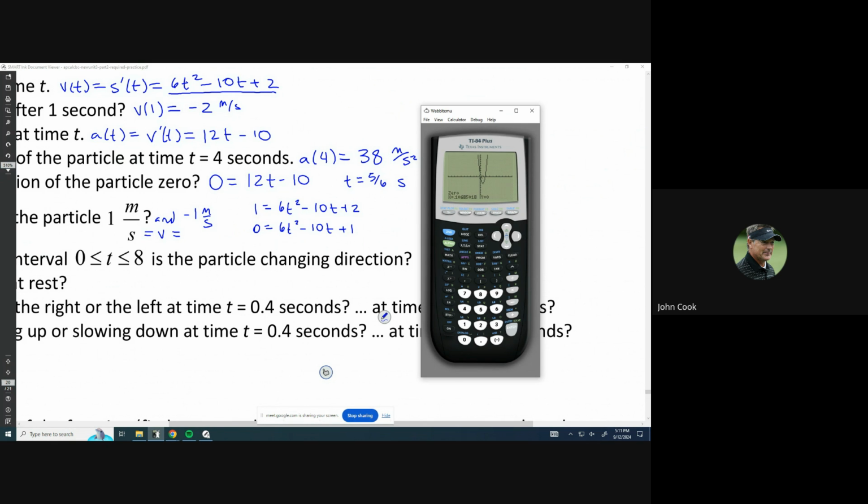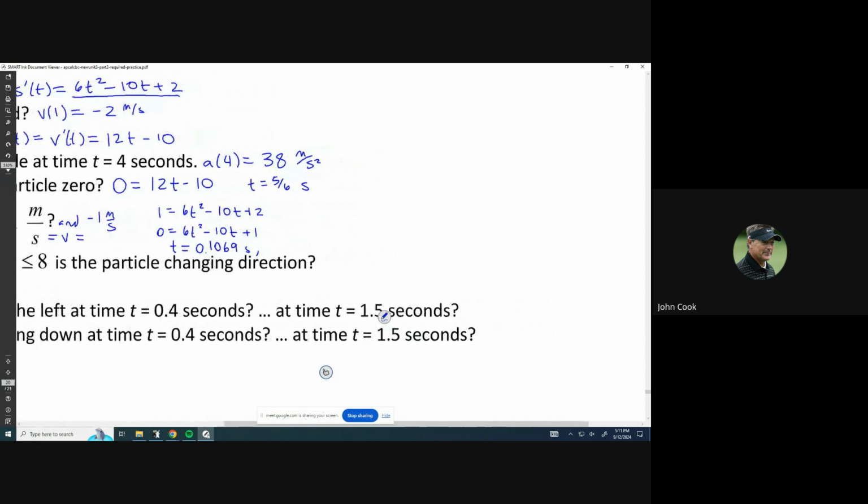So it looks like one of my zeros, and therefore one of the times where the velocity is going to be equal to 1, and therefore the speed is equal to 1 meter per second, is going to be when time is equal to 0.1069 seconds. You only need to round to 3 decimal places. I like to round to 4 just in case because it gives a little bit more accurate answer.